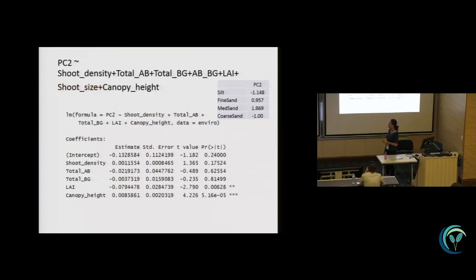For PC2, take out shoot size. Oh, oops. And what I found was that canopy height varies positively with PC2, while leaf area varied negatively with PC2.